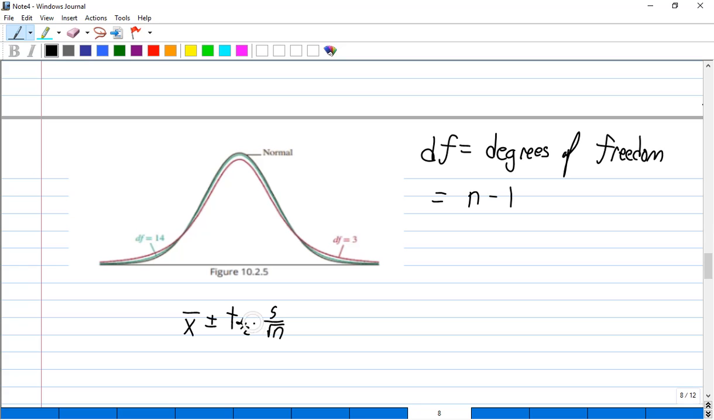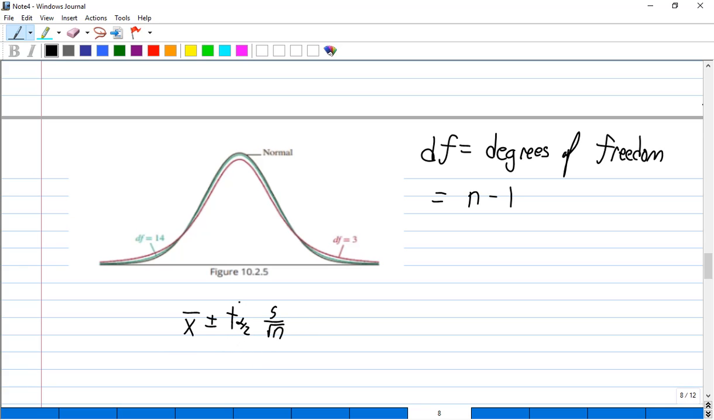Again, I don't put the little comma in the n minus 1. That's just too much stuff down there. I don't put that there. We find the degrees of freedom, then we'll be able to figure out a critical t value. Okay? And then we'll just plug the numbers in like normal.